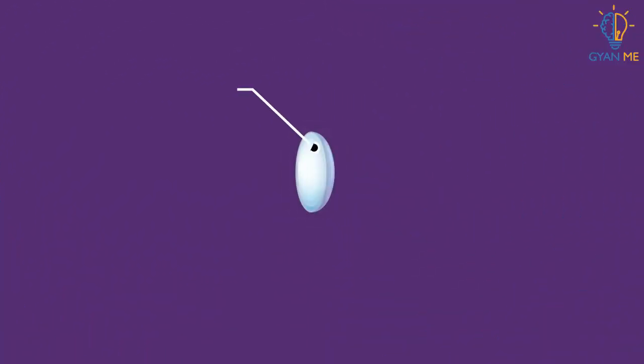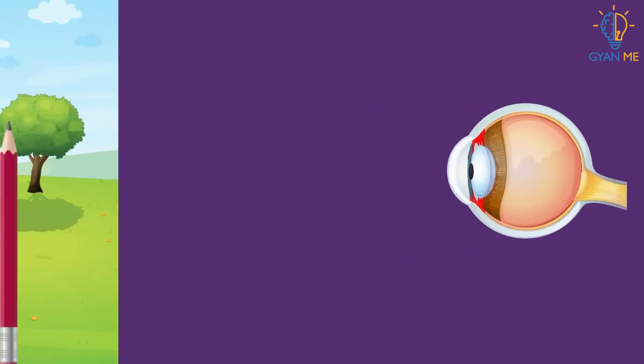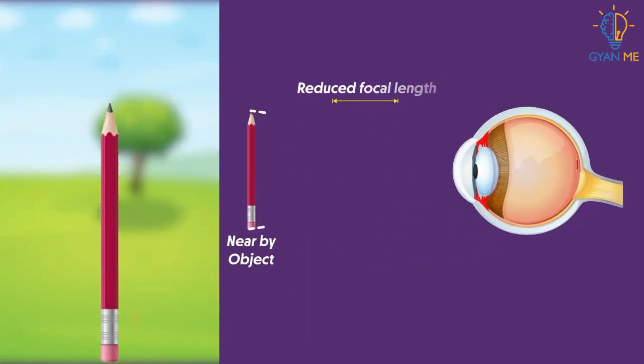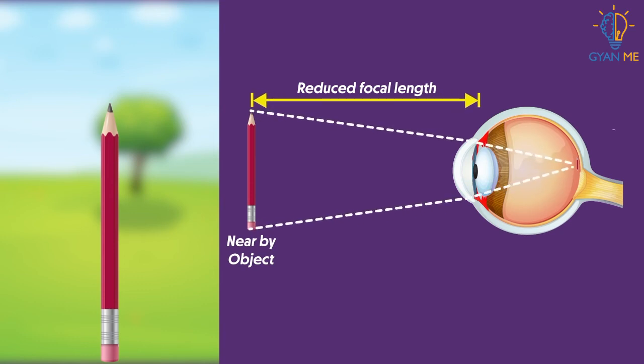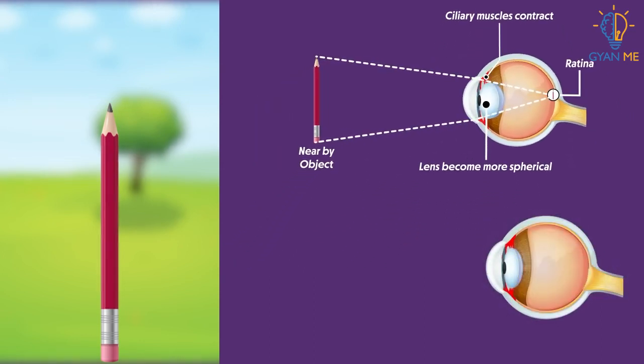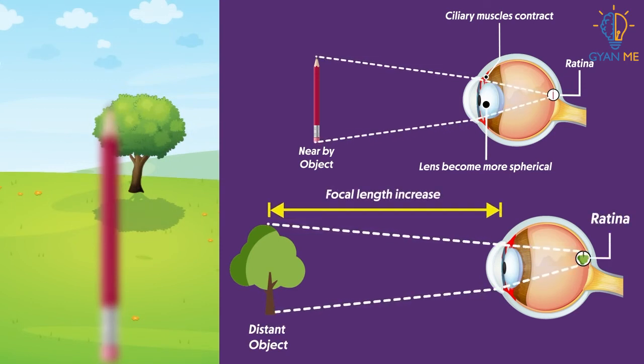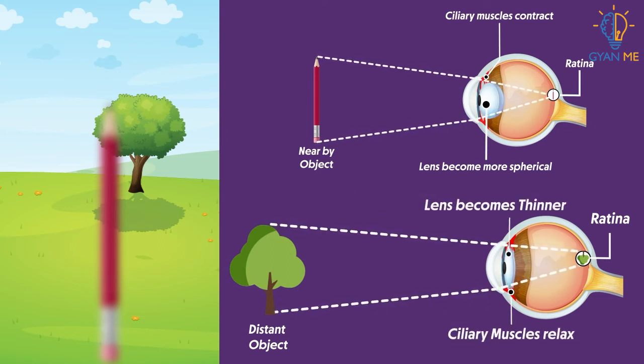Our lens is made up of an elastic jelly-like protein whose thickness is controlled by these ciliary muscles. When we look at nearby objects, the focal length has to be reduced. Thus, ciliary muscles contract and the lens becomes more spherical. Opposite to this, when we look at distant objects, the focal length has to increase. Thus, ciliary muscles relax and the lens becomes thinner. This forms the sharp image of the object on the retina.